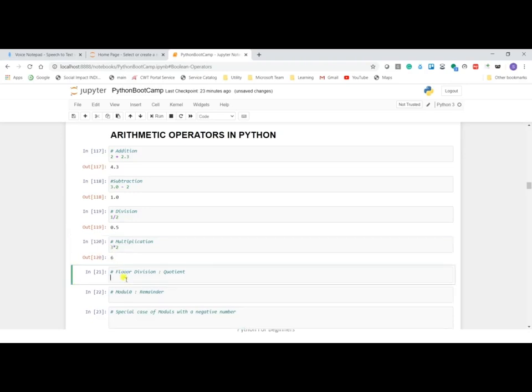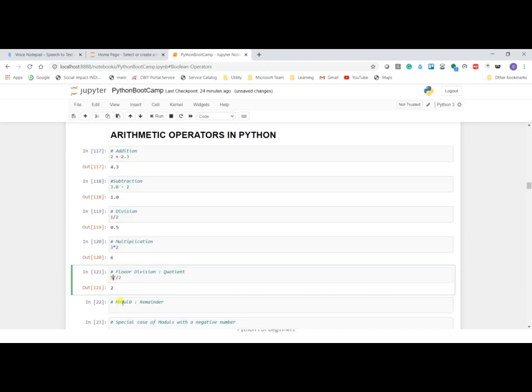Floor division, which is quotient. So for example, if you floor divide 5 with 2, then the quotient would be 2. If suppose it would have been 50, then the quotient would have been 25. The modulo gives the remainder. So for example, if you use 50 and then use the modulo operator, so simply use 50 mod 2. Now because 50 is an even number, the remainder would be 0.